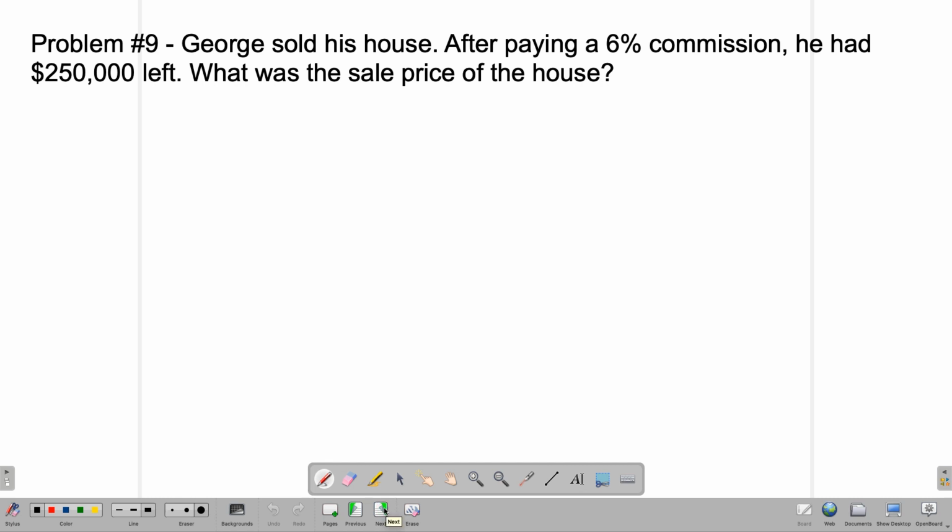Problem number 9. George sold his house. After paying a 6% commission, he had $250,000 left. What was the sales price of the house? And so what we want to show is part equals rate times base. And in this case here, the part is what he has left, really is 250,000.